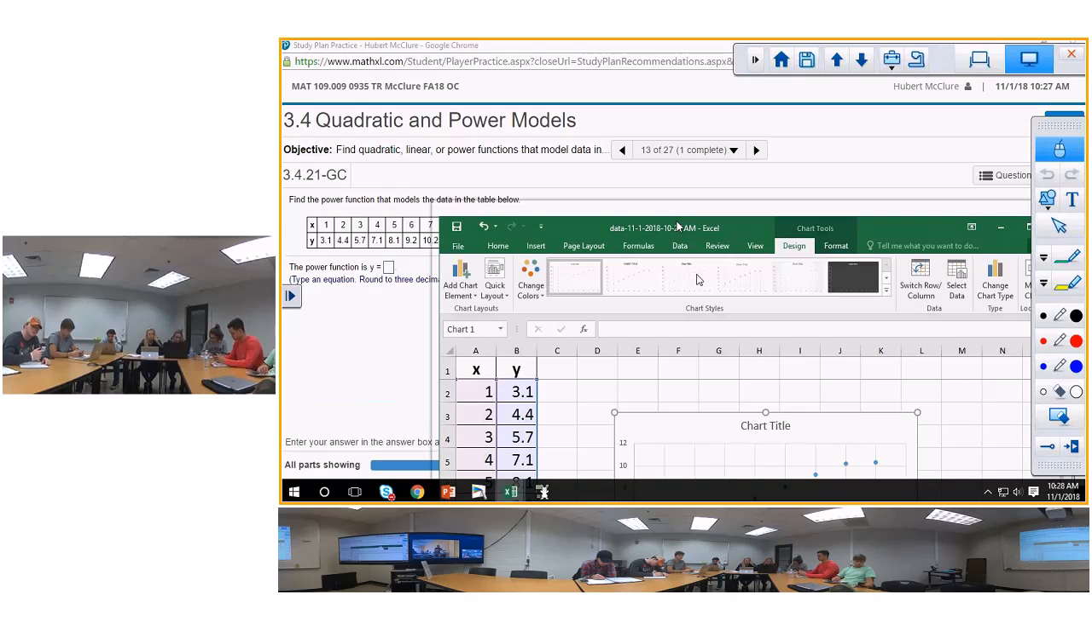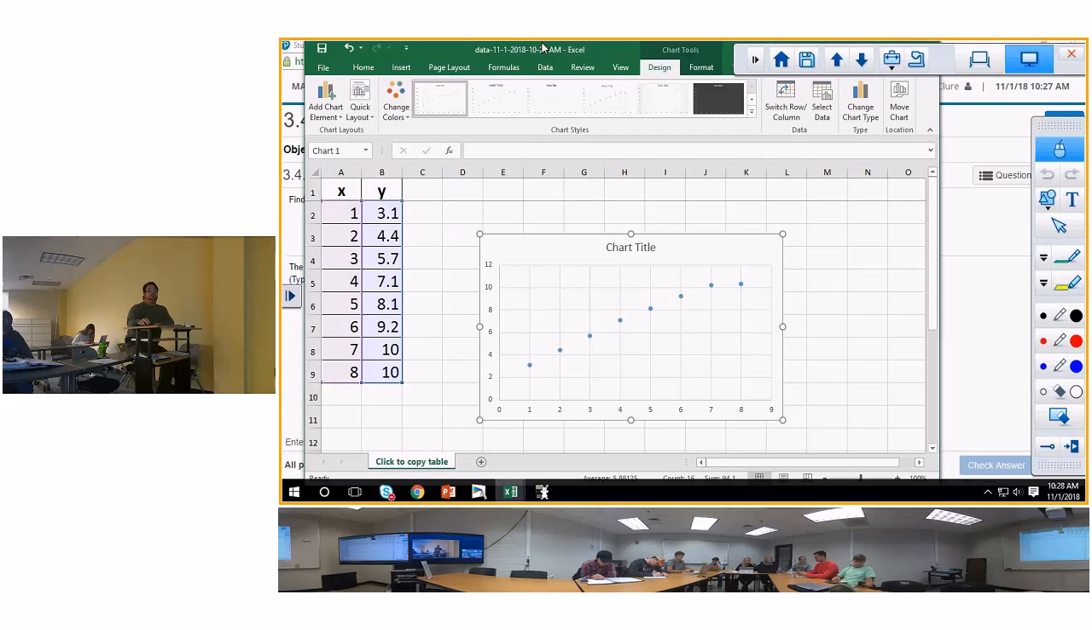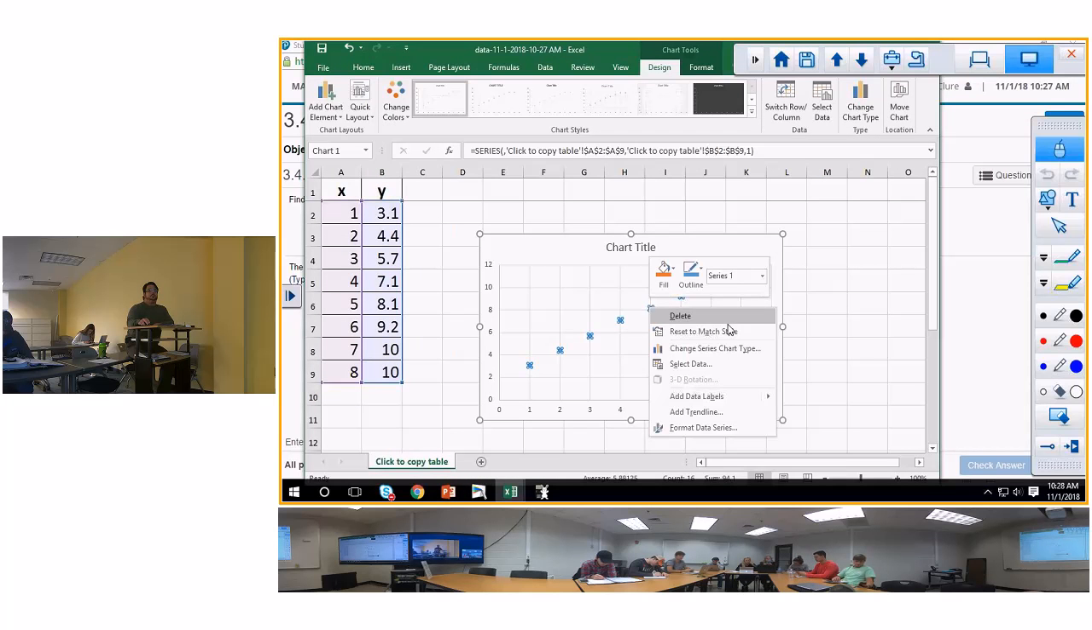This one says, find the power function, so it's telling you. Now, why all of a sudden are we doing power functions? Because we're fixing to talk about power functions, and you're going to see a lot of exponential, a lot of parabolic, and a lot of power functions in business.